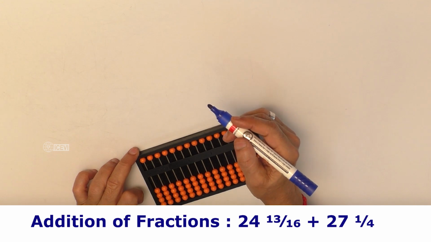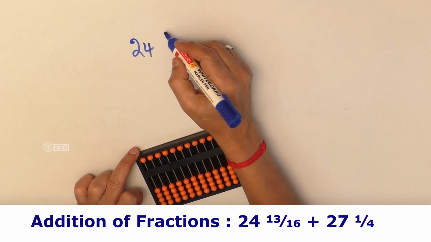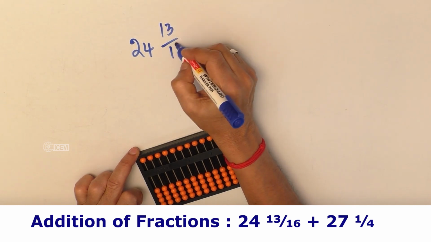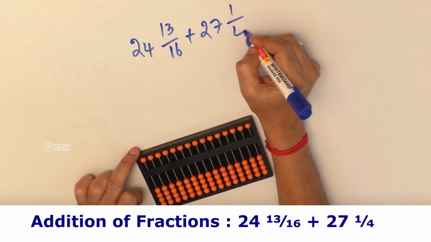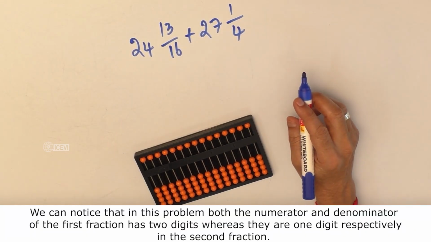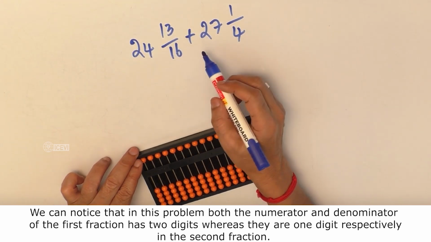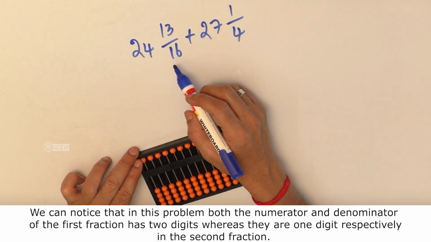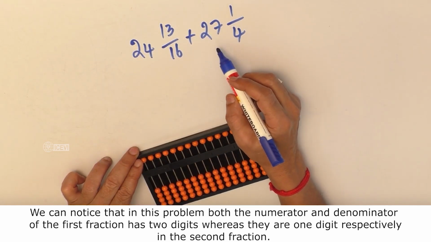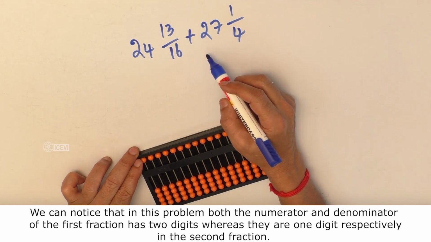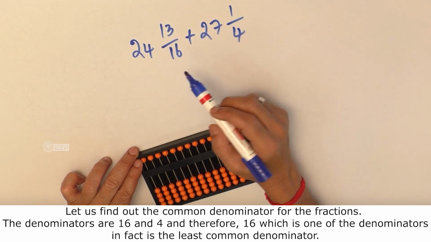Title of the video: Addition of Fractions, example 24 13/16 plus 27 1/4. We can notice that in this problem, both the numerator and denominator of the first fraction have 2 digits, whereas they are 1 digit respectively in the second fraction. Let us find out the common denominator for the fractions.